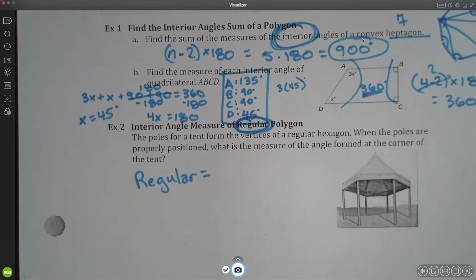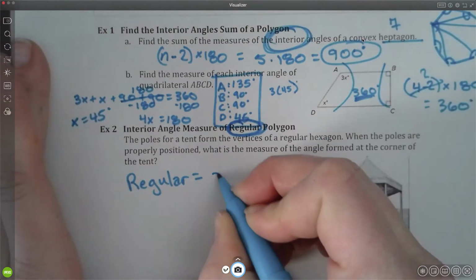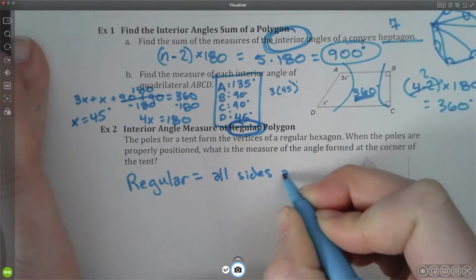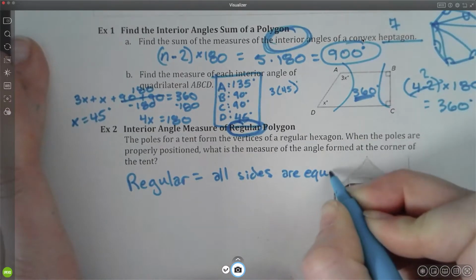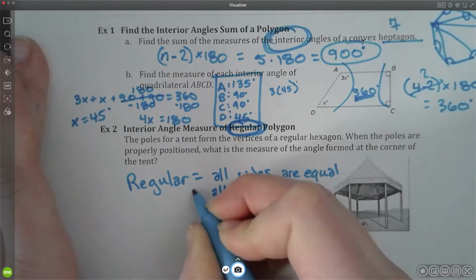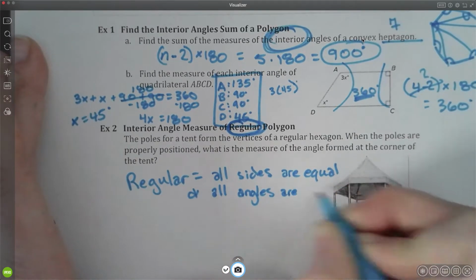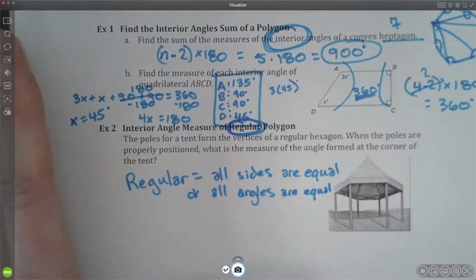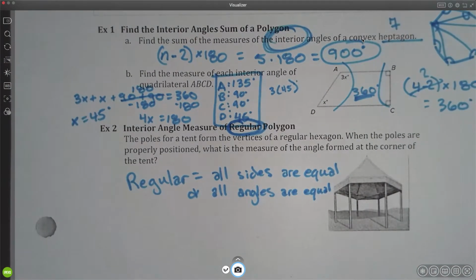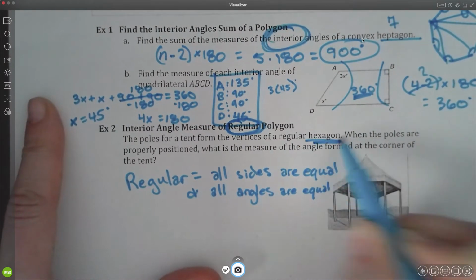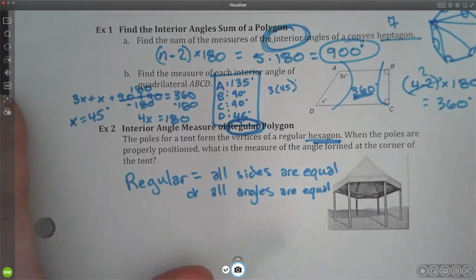All the sides are the same, and so I'll put all sides equal, and all angles are equal. All sides are equal, all angles are equal. Okay? So we are doing, it says the poles for a tent form the vertices of a regular hexagon. Hexagon is, how big's a hexagon?